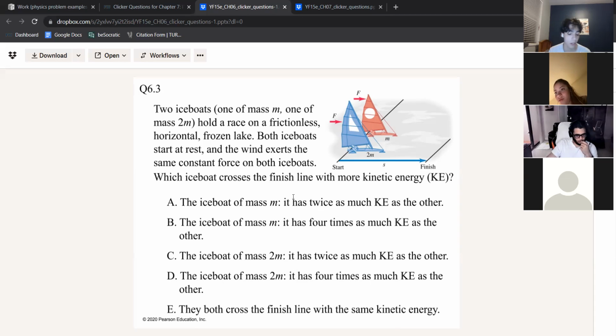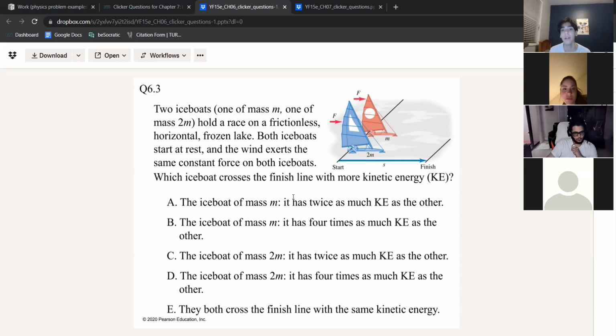I feel like they would end up having the same kinetic energy, not just the fact that it's on a frictionless lake of ice. It says the wind exerts the same constant force on them. Normally, because of the different weights, you'd expect it to need more force to get it moving. But that's the thing, it needs more force to get it moving, not to keep it going. So that's why I feel like it would be.